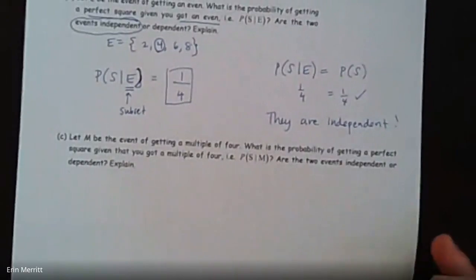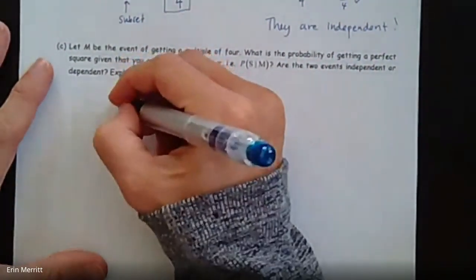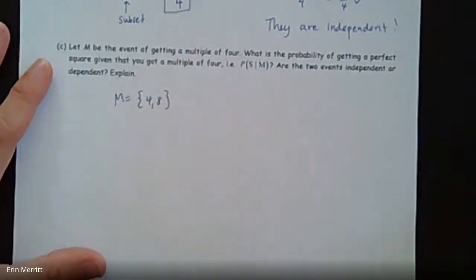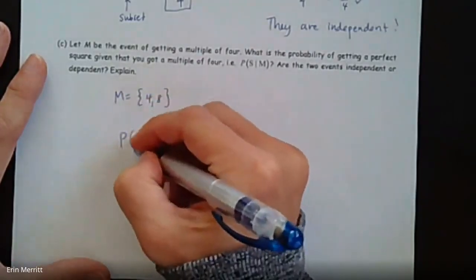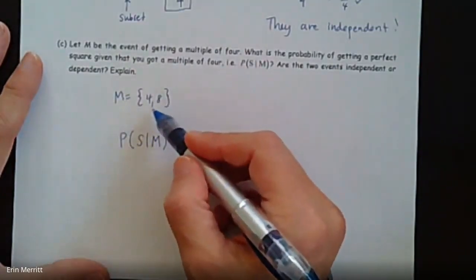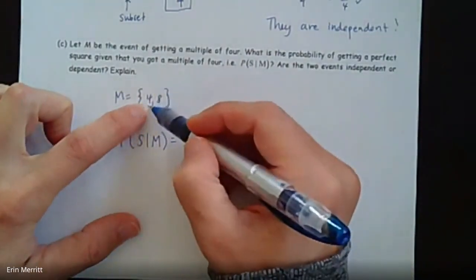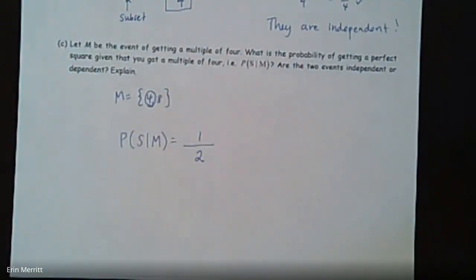The last part, let M be the event of getting a multiple of 4. Okay, so multiples of 4 on here would be 4 and 8, so that's the set we're talking about. What is the probability of getting a perfect square given that you got a multiple of 4? Well, given that you're in that category, there's only 2 numbers there. One of them's a perfect square, so it's a 1 out of 2 chance.